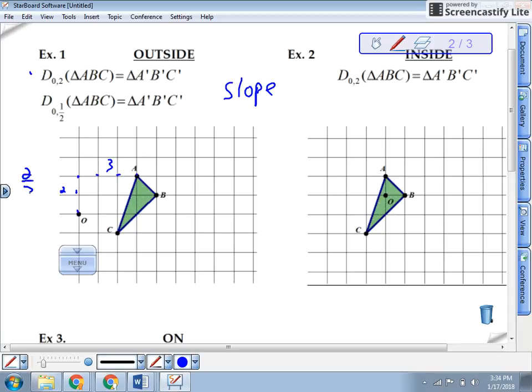Since my dilation is 2, I need to do that twice from the center. So I do it once, up 2 over 3. I'm at A. Now I need to do it a second time. Up 1, 2, over 1, 2, 3. Here is my A prime.